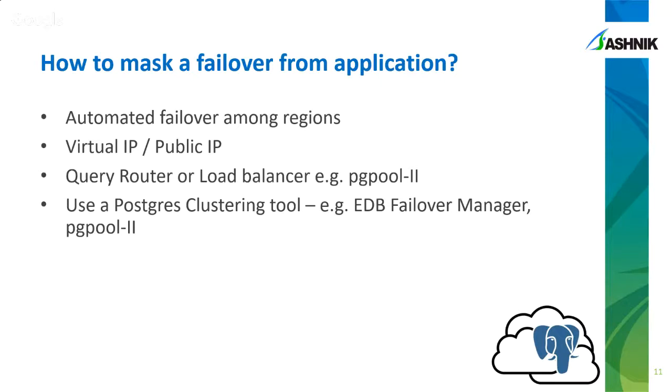That becomes like a static public IP of your machine. You can also use query routers or load balancers. For example, pgpool is one such tool. It is used by EDB in its own Postgres Plus Cloud Database solution that allows you to set up the whole query routing, and that makes all the failover and load balancing transparent to your application.